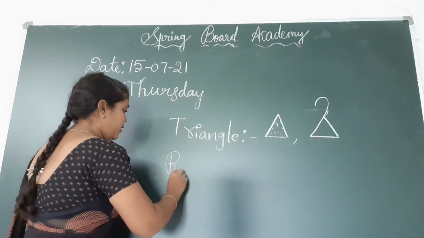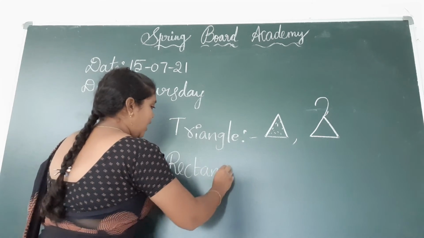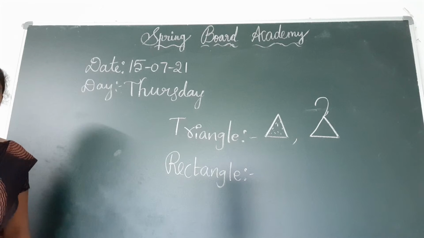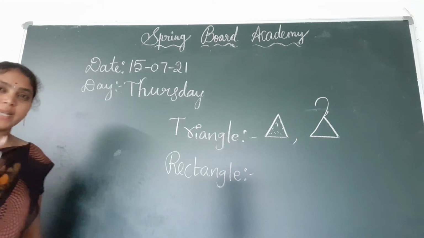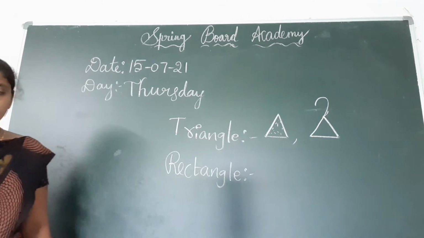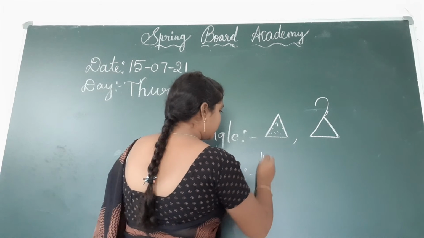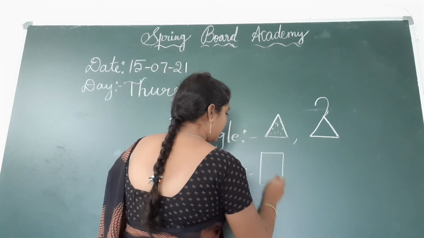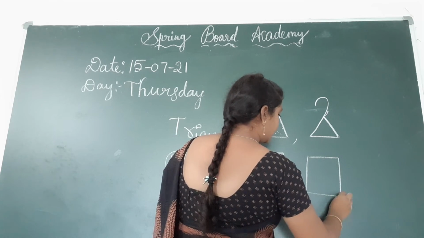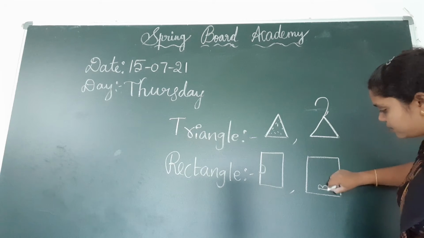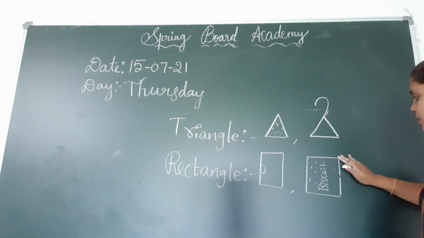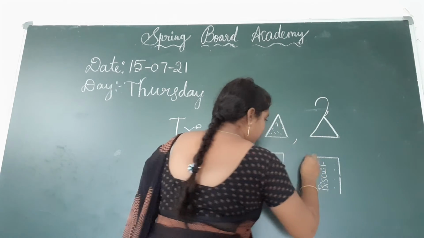Next, rectangle. Okay, how to write the rectangle shape object? Yes, we can say that door is an example of a rectangle shape object. Bread is an example of a rectangle shape object. And some biscuits are examples of rectangle shape objects. So for example, here I am drawing a biscuit, children. Biscuit is also an example of a rectangle shape object.